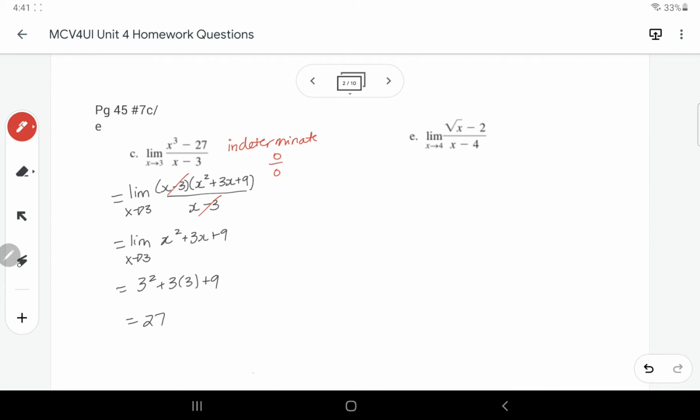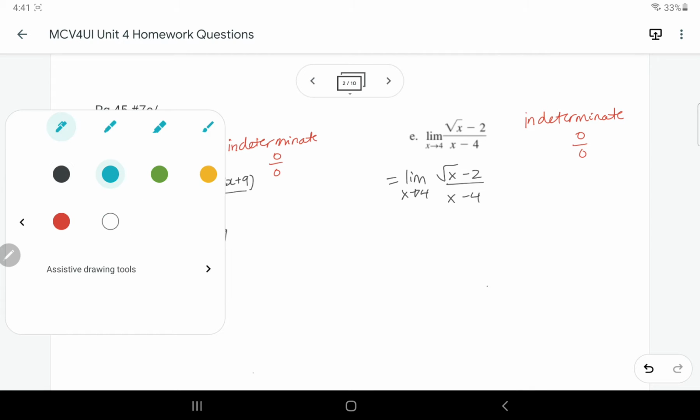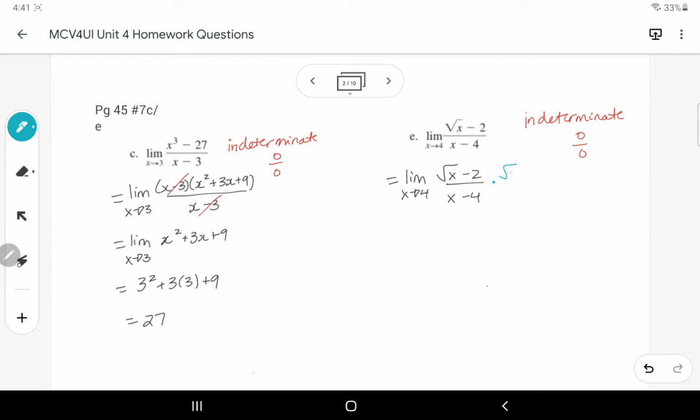For E as well, in this question number 7, we have an indeterminate form. So on the numerator, we'd have square root of 4 minus 2, which is 0, and the denominator 4 minus 4. So I can't do just a direct substitution in there. I would encourage you, whenever you see radicals in your limits, to look at doing multiplication by the conjugate. So I'm going to multiply top and bottom here by root x plus 2 and root x plus 2. Whoa, same top and bottom.